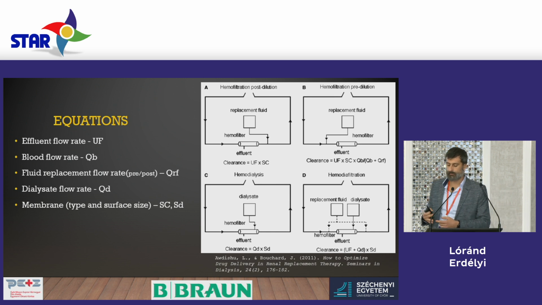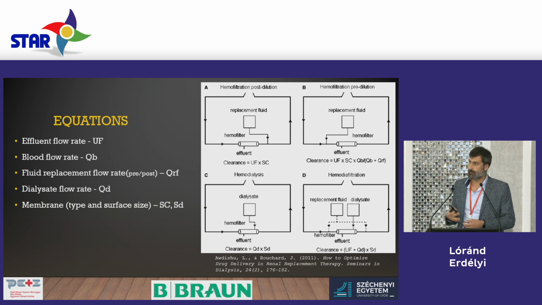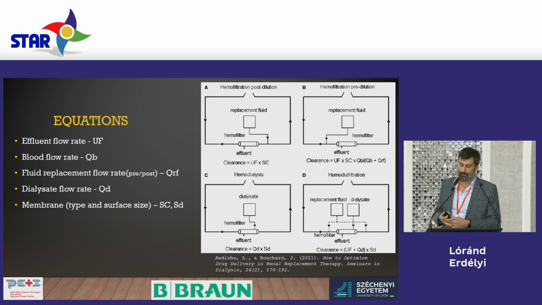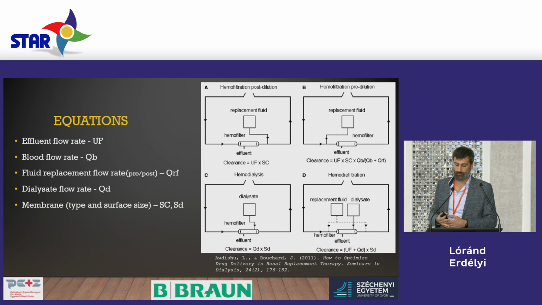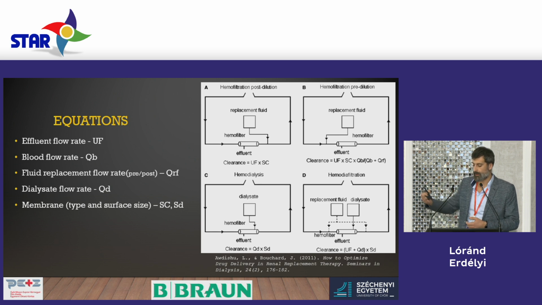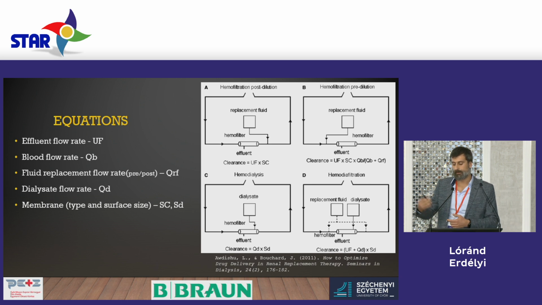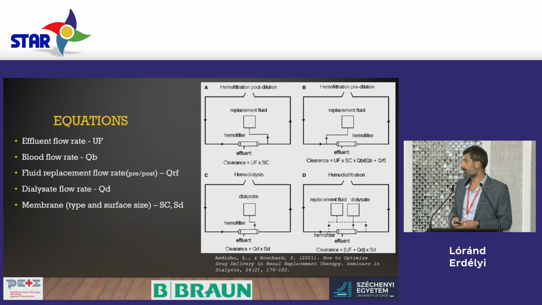When pre-dilution is used, the drug concentration at the membrane decreases. Consequently, the equation shows the blood flow rate divided by the sum of the blood flow rate and the fluid replacement flow rate, resulting in a value less than 1. This leads to decreased clearance due to the lower concentration.